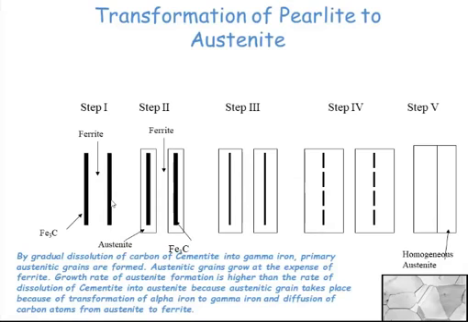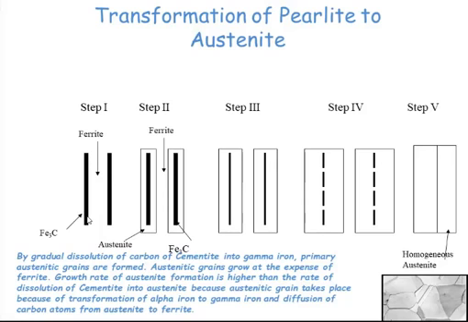So cementite takes all the carbon from the surrounding austenite, and these adjacent layers are now poor in carbon percentage. So that's why ferrite forms. So by gradual dissolution of carbon from cementite into gamma iron, primary austenite grains are formed. So here the first austenite grains are formed. The austenite grains just close to cementite now grow at the expense of ferrite. We can see here cementite and ferrite is nothing but pearlite.